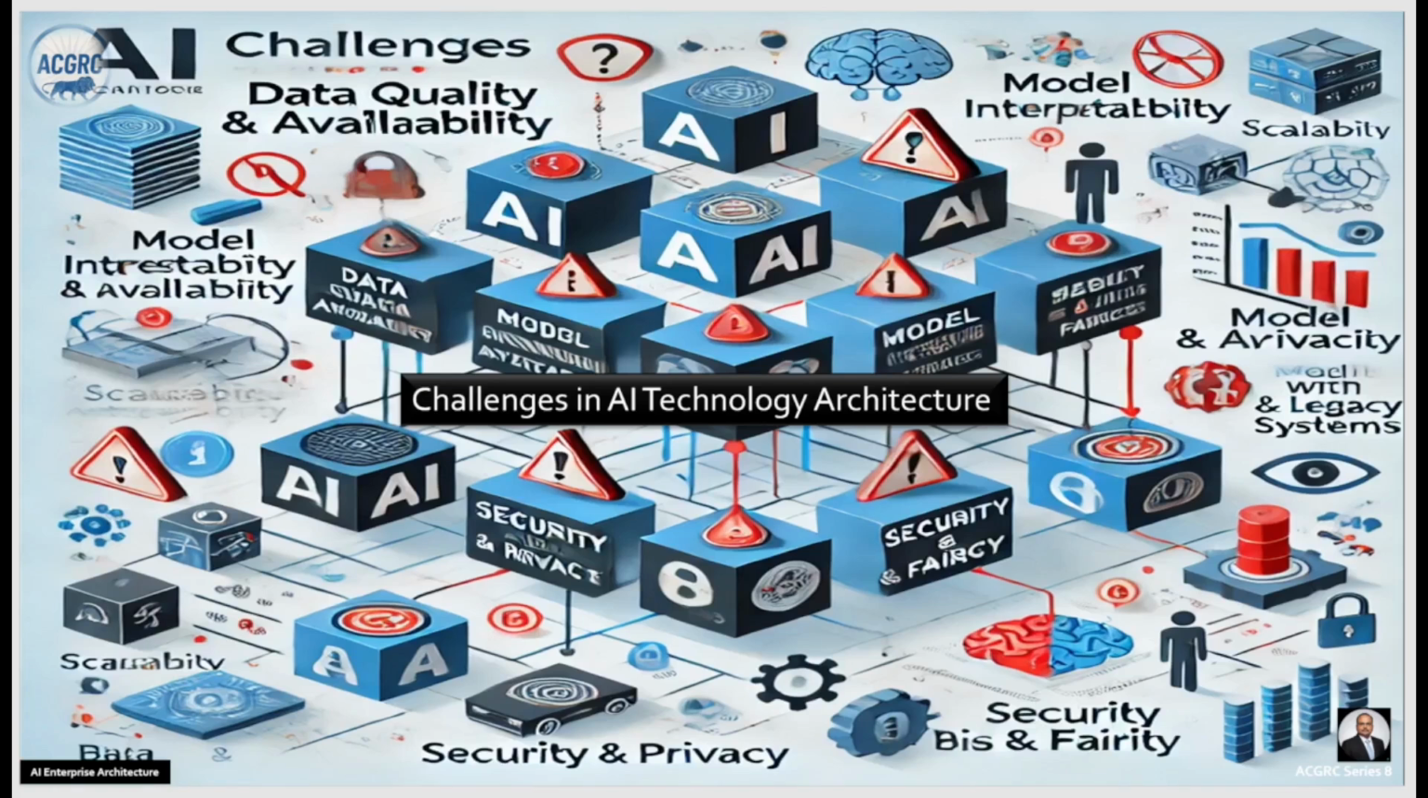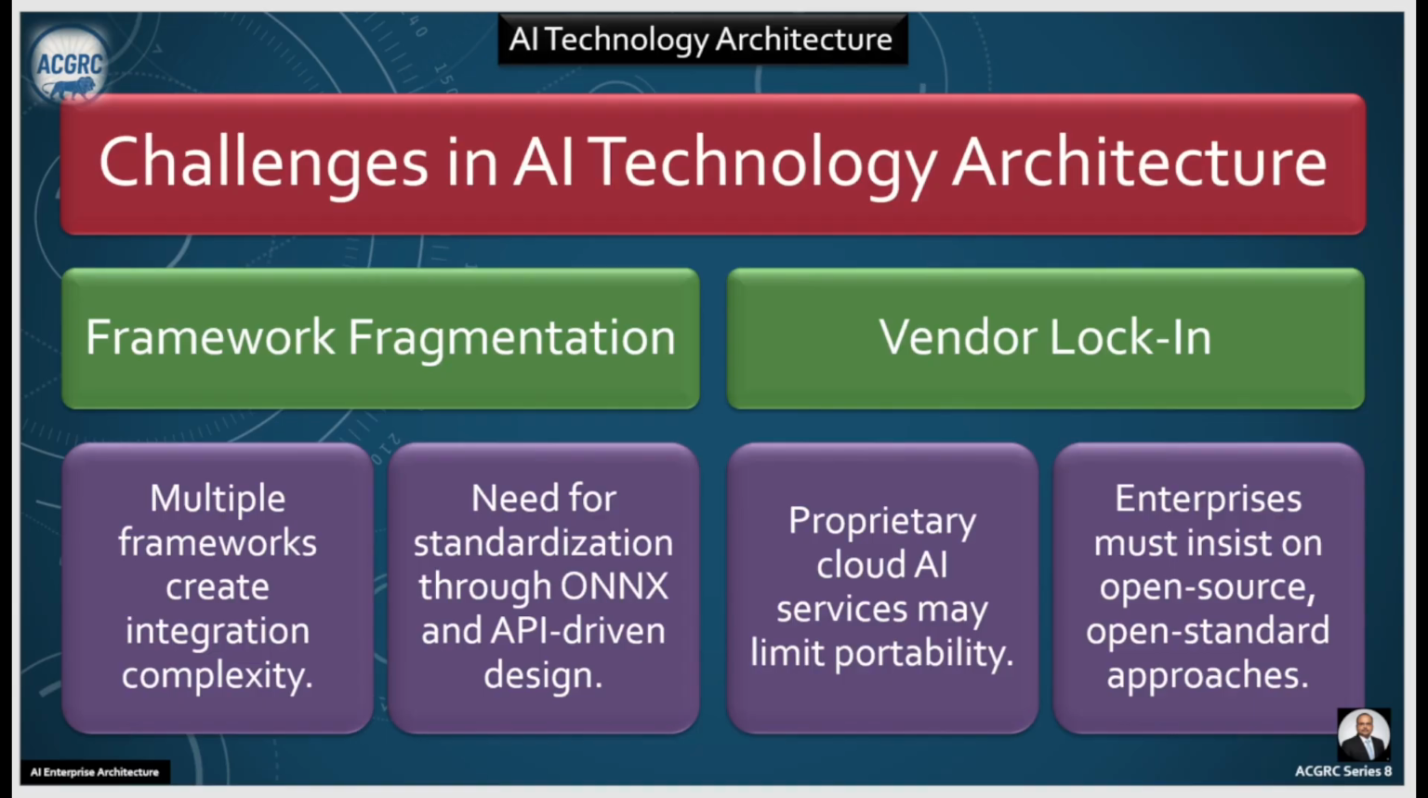Let's look at challenges in AI technology architecture. We have five major. First is framework fragmentation, then we have vendor lock-ins, scalability bottlenecks, model monitoring gaps, ethical and regulatory complexity. Let's dive into it deeper. Multiple frameworks create integration complexity. It needs standardization through ONNX and API driven designs. This is part of the framework fragmentation challenge.